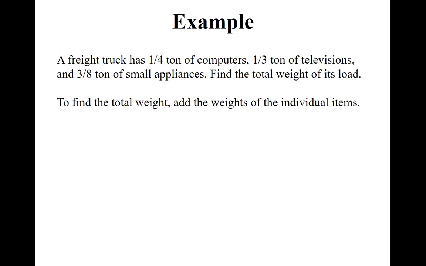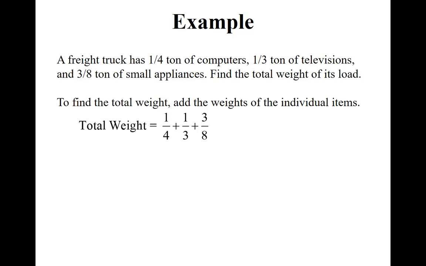A freight truck has 1/4 ton of computers, 1/3 ton of televisions, and 3/8 ton of small appliances. Find the total weight of its load. We see that keyword total. We know that to find the total weight, we would add the weights of the individual items. So 1/4 plus 1/3 plus 3/8, and that's in tons.